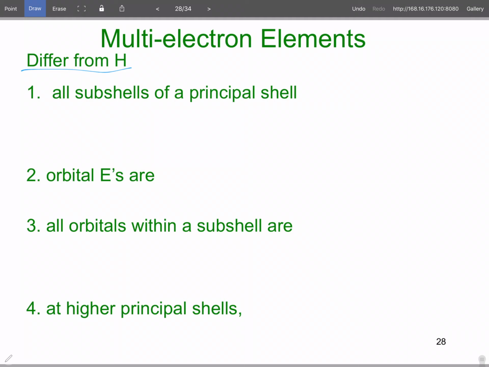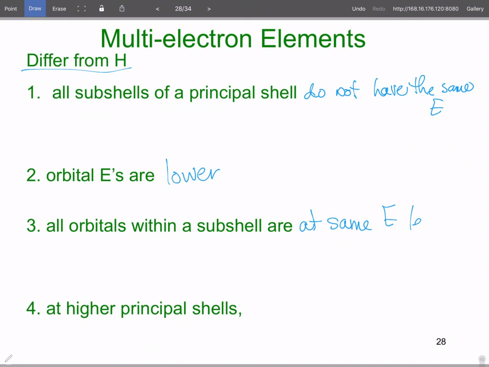All subshells of a principal shell do not have the same energy. And we'll look at this when we start to fill. And the reason why is because they're going to interact with each other and they're waves. And it might be easier to think of magnets. If you set different strength magnets next to each other, they interact and they affect how they connect to each other. So the same thing is going on in it, but it's waves. And it's the energy associated. Now, orbital energies are lower in general if you have multiple electrons because they start to level out and stabilize. All orbitals within a subshell are at the same energy level. Now, we say level because they're not all exact energy, but they're comparable.